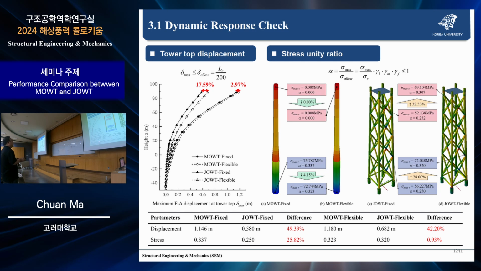And for the stress, for the fixed foundation, between the monopile and the jacket of the wind turbine, the difference is around 26%, and the monopile is larger. And for the flexible foundation, this is similar.